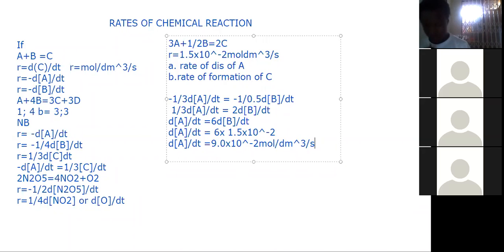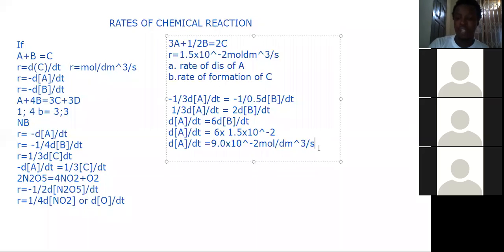So that is what you are going to get. So now you've been able to find for the disappearance of A using that given of B. Now the question states that we should also find for the rate of formation of C, and so we can also use the same procedure by either equating the A we've been able to find to C, or equating still the B to C. Have you gotten it?